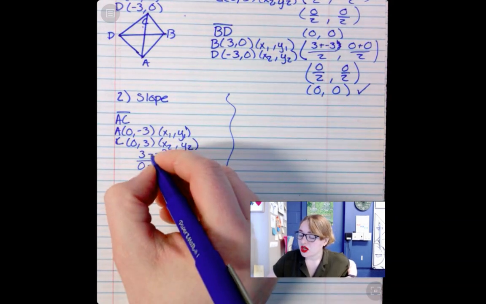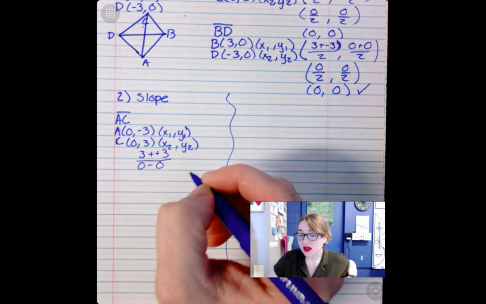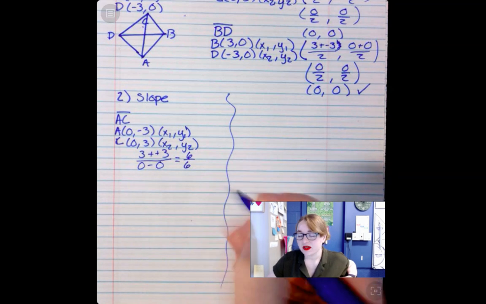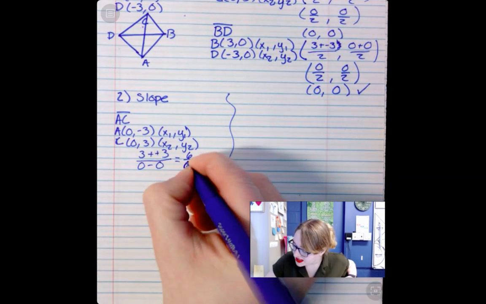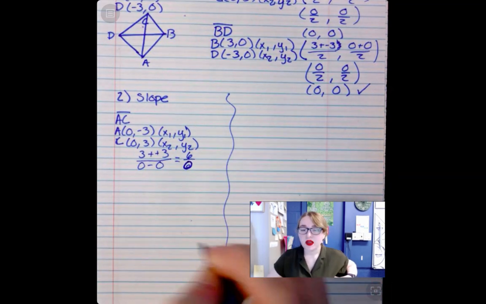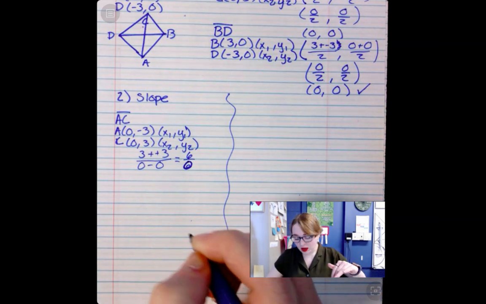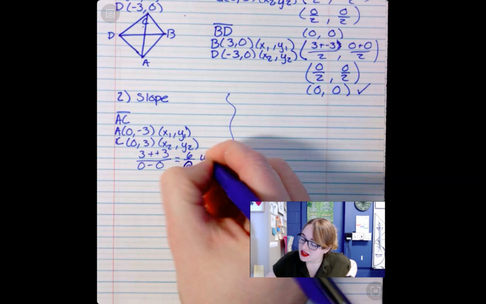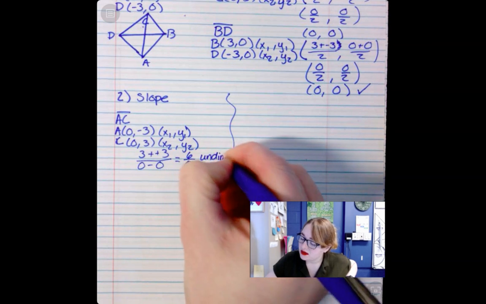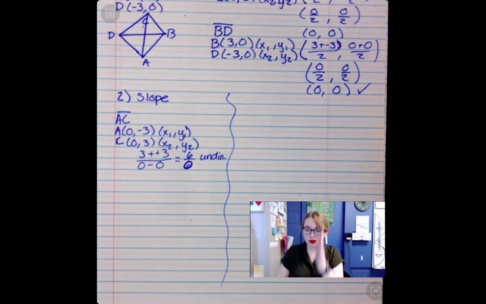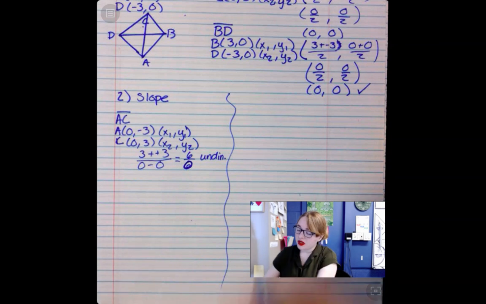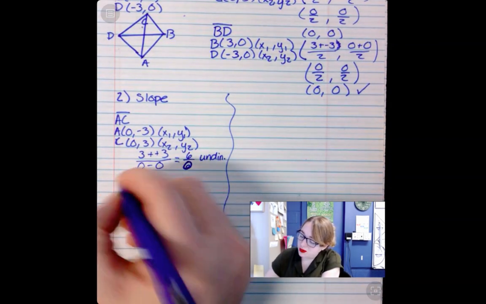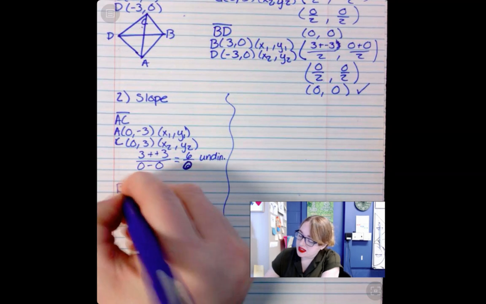Okay, whenever we subtract a negative, we're really adding a positive. So 3 plus 3 gives us 6, divided by 0 minus 0 gives us 0. I don't know why I wrote 6 again. It's a 0. Remember, when 0 is on the bottom of our fraction at any point, this is an undefined slope. Okay, so it has a slope of undefined. It is vertical.